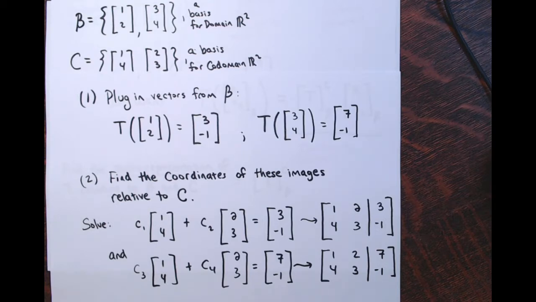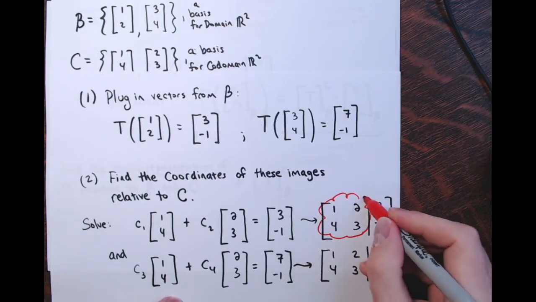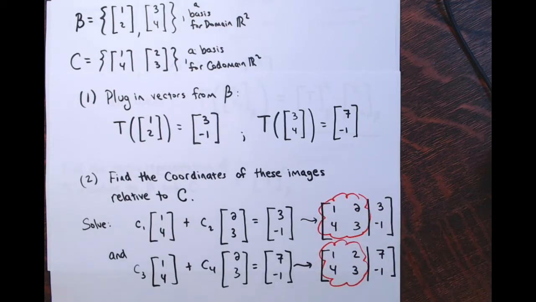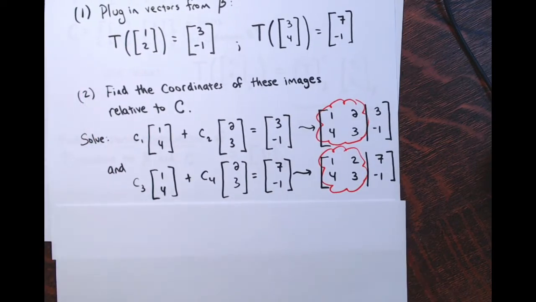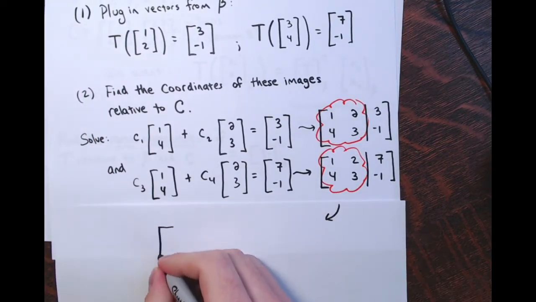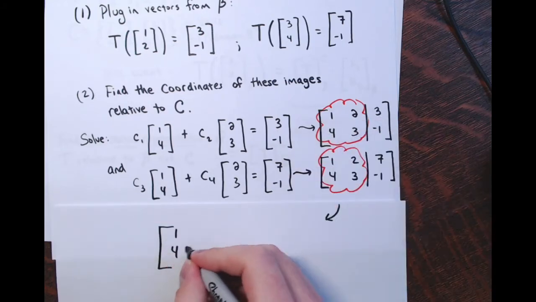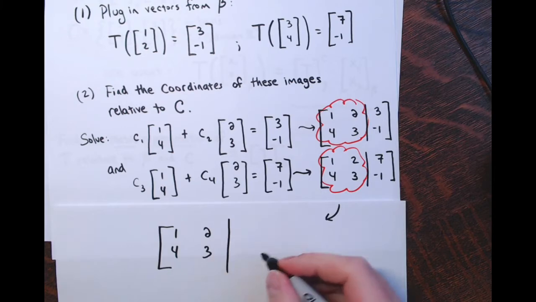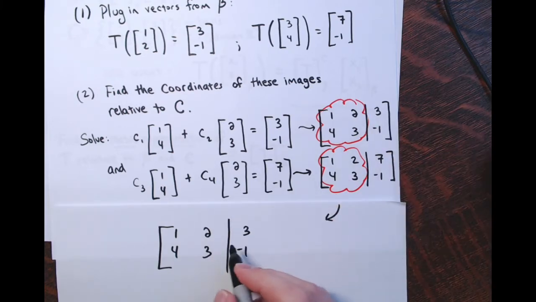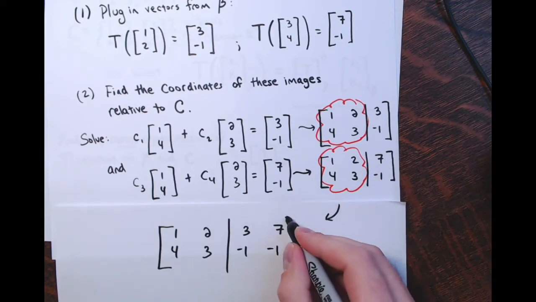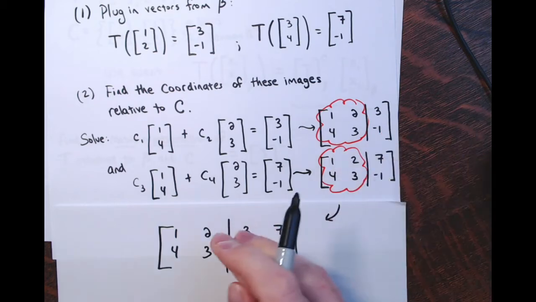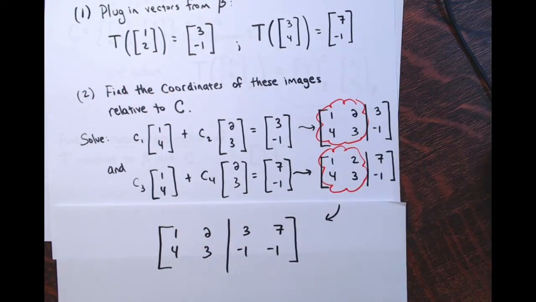Do you notice how both of these have the same coefficient matrix? So we can really do these at the same time in one big augmented matrix. I'm going to put these together down here. We have the same coefficient matrix on the left, 1, 4, 2, 3, bar, and then 3, -1 was one of the vectors I wanted to find the coordinates of, and then 7, -1 was the other vector I wanted to find the coordinates of. And I can combine these as one big augmented matrix.